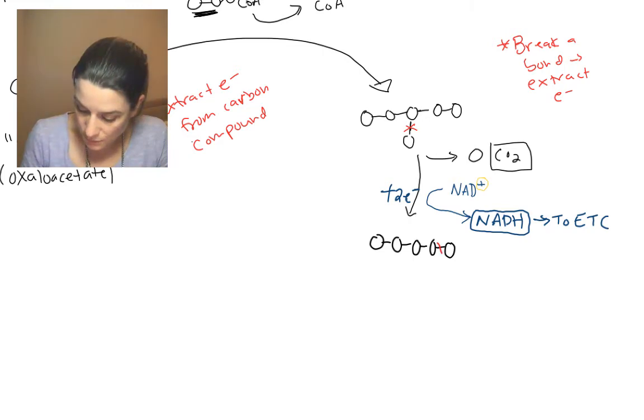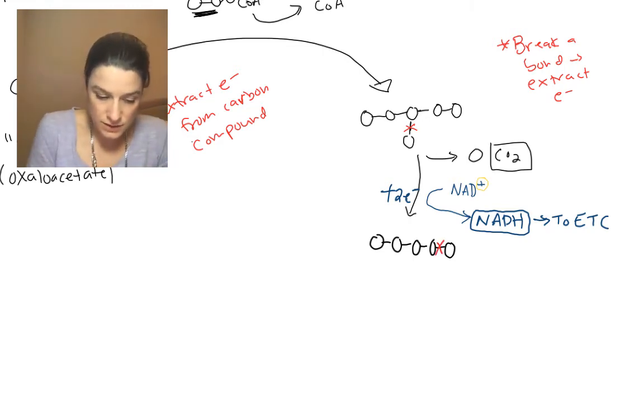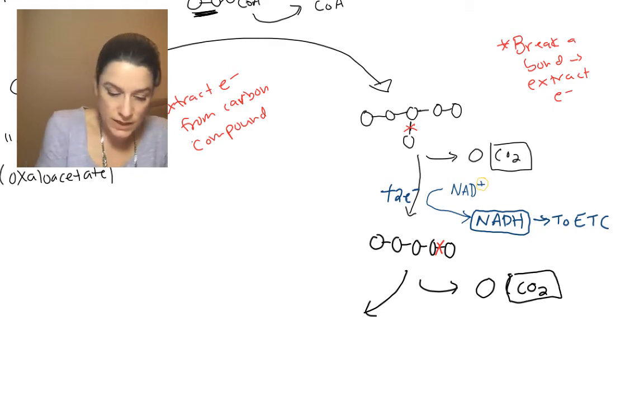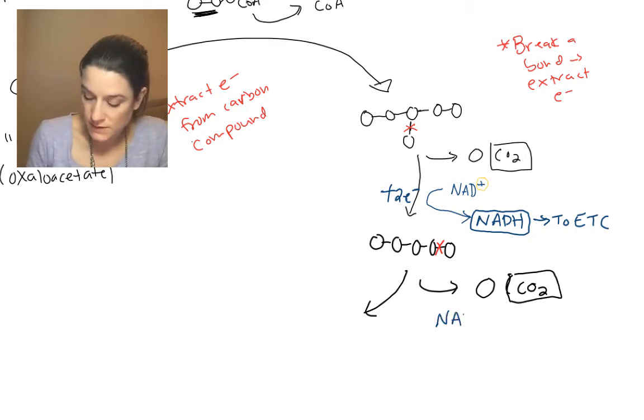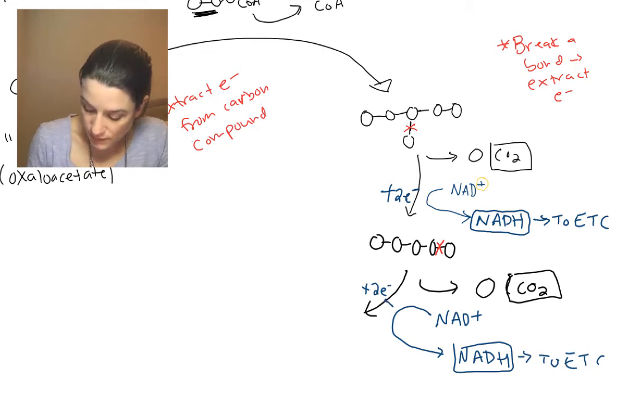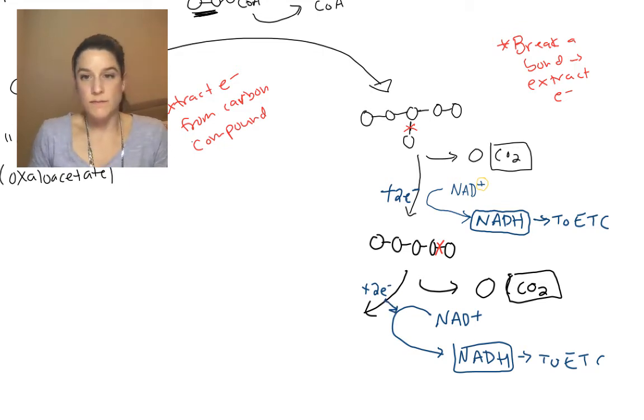So what are we going to do? We're going to break a bond, extract electrons. So we broke the bond, which means we released the carbon molecule. In this case, CO2 is the molecule. And we extracted electrons. What do we do? We bring in the empty carrier, the NAD+. It picks up electrons and leaves as NADH. And as always, it goes to the electron transport chain. Those electrons are going into the NAD+.